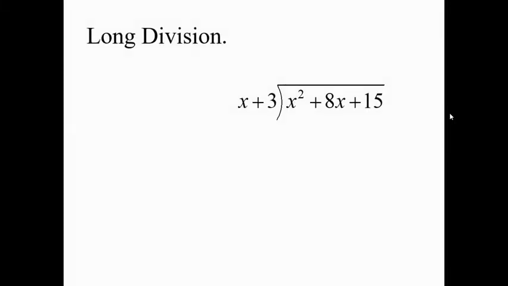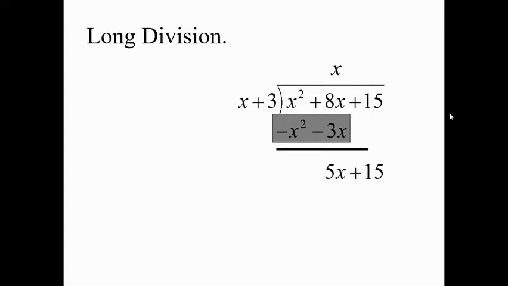Let's take a look at this long division problem. Okay? Again, we're going to ask ourselves, how many times does x go into x squared? Well, it only goes into x squared once, x. And then we'll multiply the x plus 3 by x to get x squared plus 3x. Then we change the signs and we add them together. And so we get 5x plus 15.